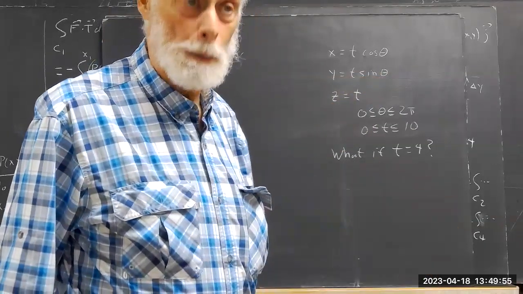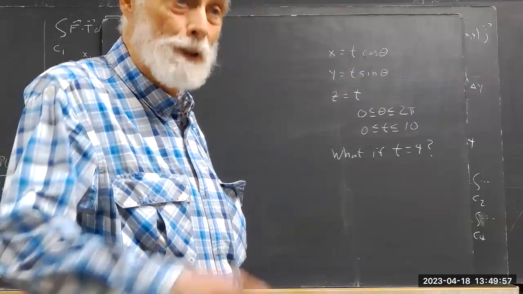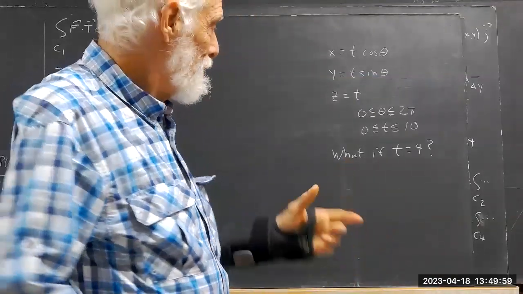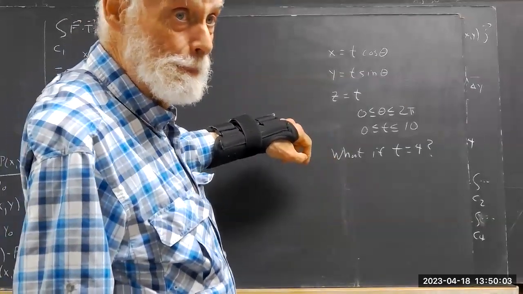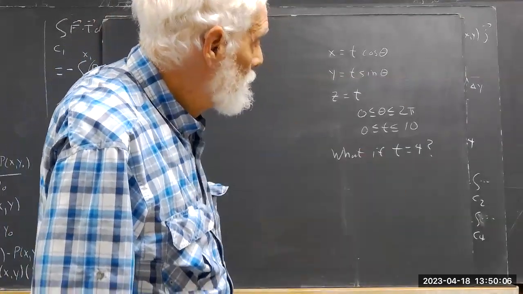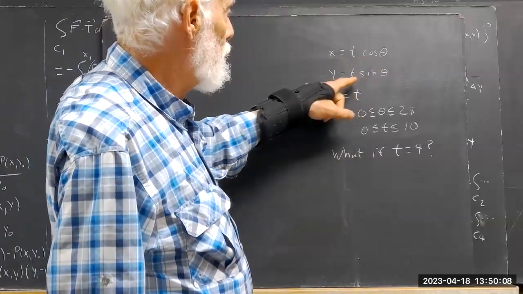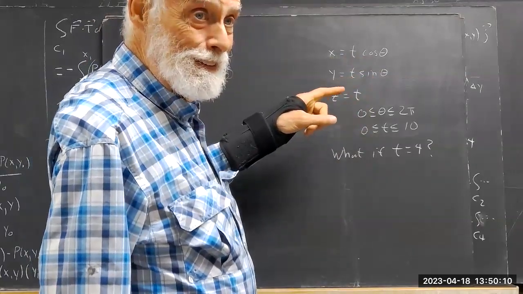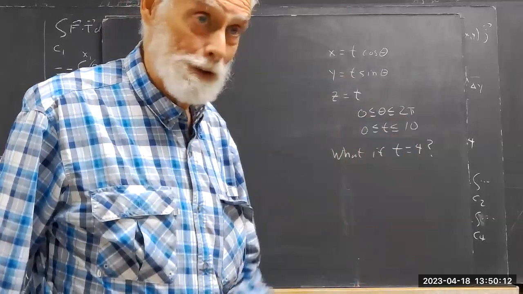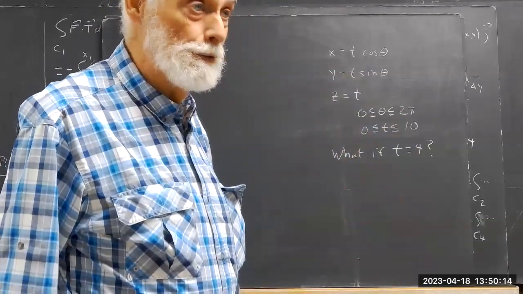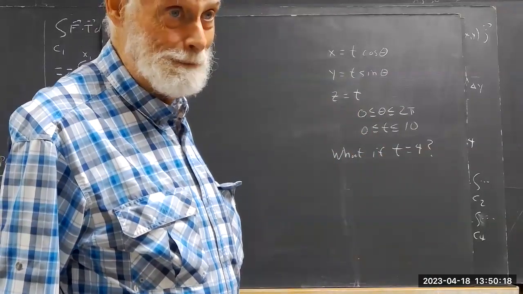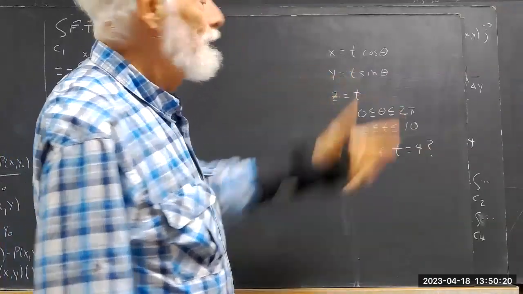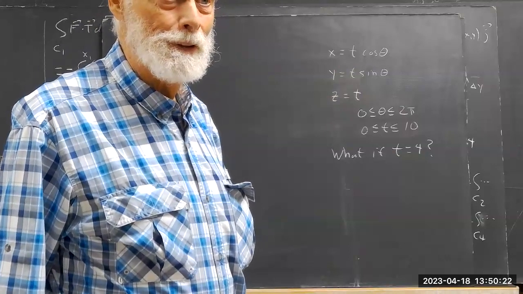I gave you the leading question: what if t equals 4? I saw some of you start with paper, but not everybody. It takes a while to process this. If t equals 4, you get 4 cosine theta, 4 sine theta, and you just have to know that that's a parameterization of a circle of radius 4. I've been telling you for a long time, make sure you get this parameterization down. And you've got a two-dimensional parameterization.